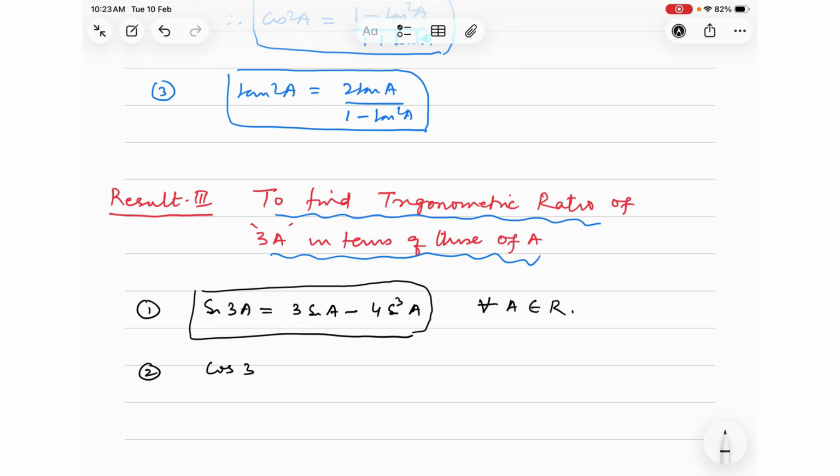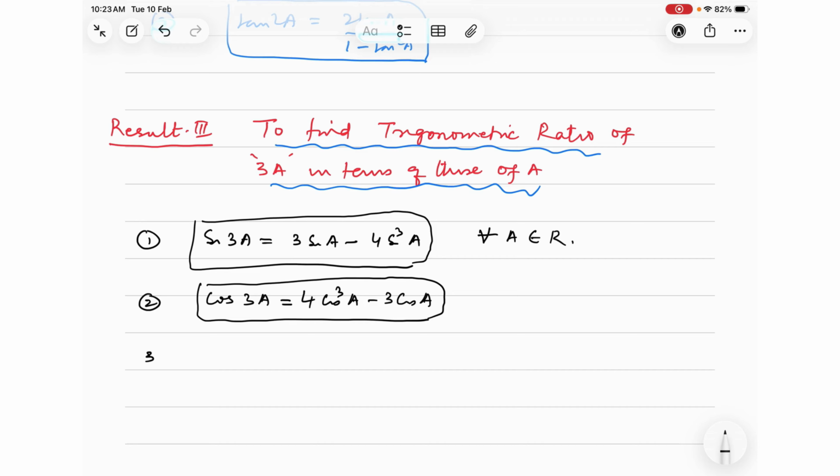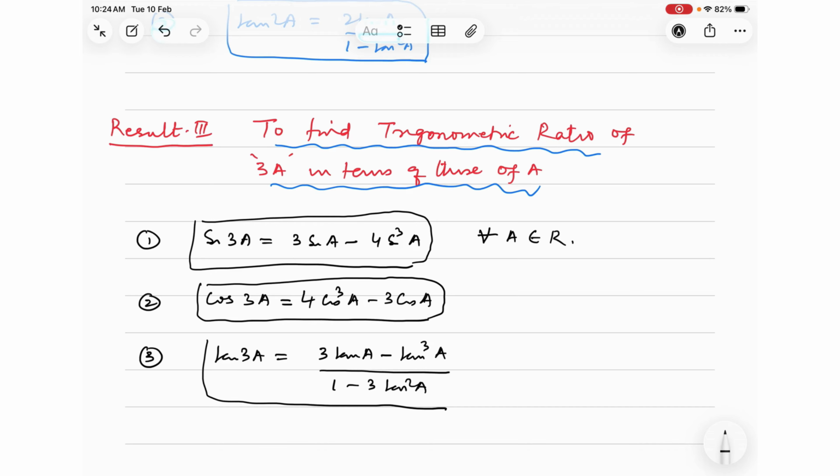Second result is cos 3A is always equal to 4 cos cube A minus 3 cos A. And the third result is tan 3A is equal to 3 tan A minus tan cube A by 1 minus 3 tan square A. This is called finding trigonometric ratios of angle 3A in terms of A.